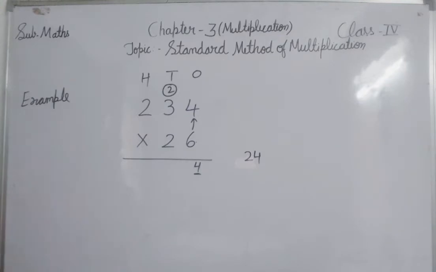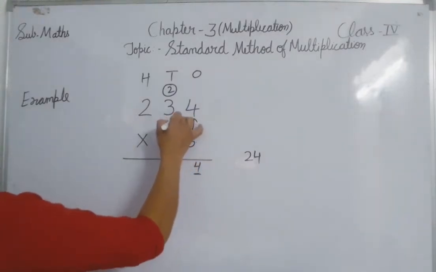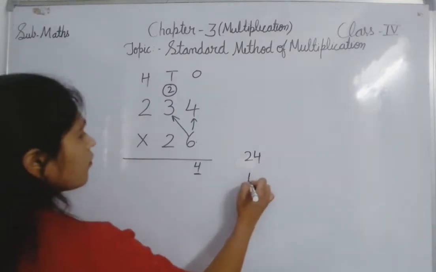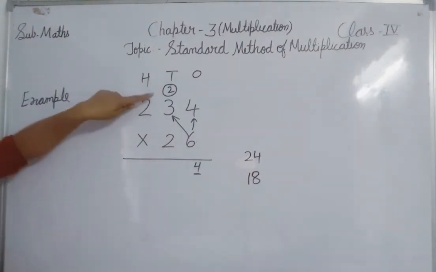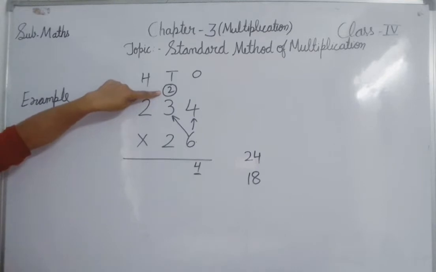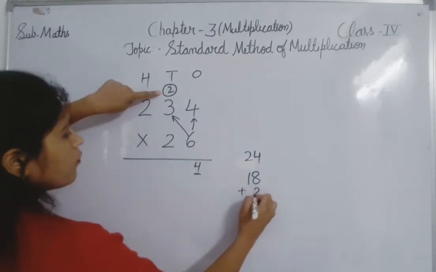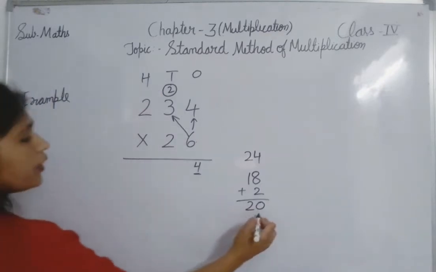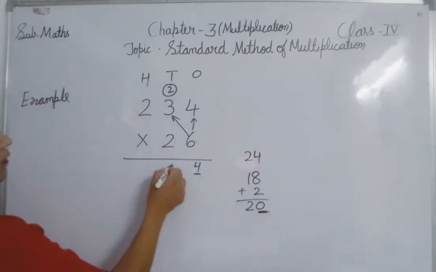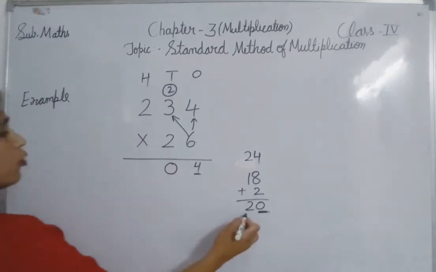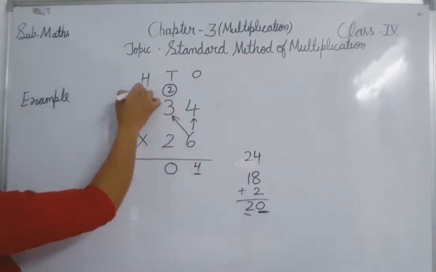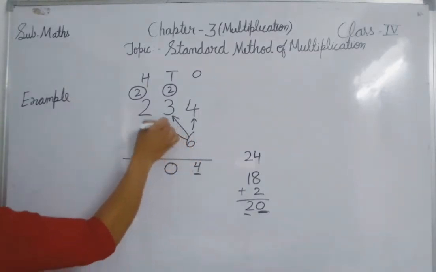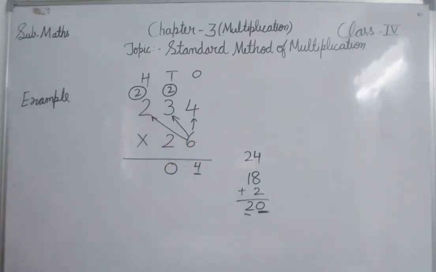Clear? Now 6 threes are 18, and we have to add these 2 also. So 18 plus 2 is 20. Now we will write 0 here only, and the 2 will be carried forward to the next house. Now 6 twos are 12.